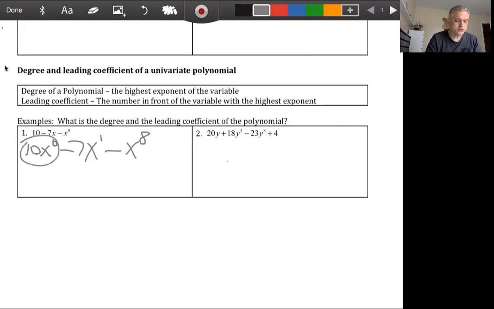So the first term is a 0 degree. The second term is a 1st degree. The third term is an 8th degree. So in order to know what the degree of the polynomial is, all you have to say is which one is the highest. So this polynomial is an 8th degree polynomial.